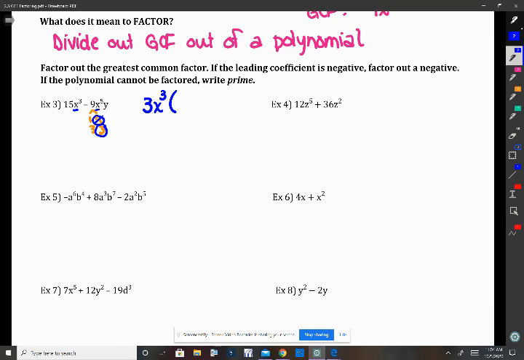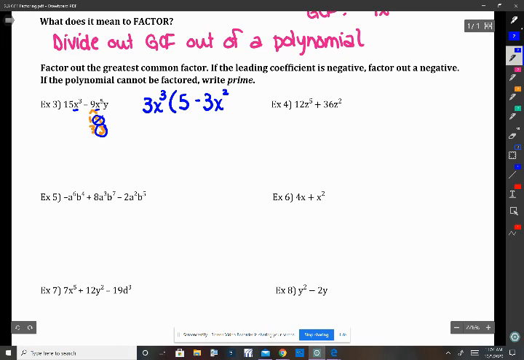15 divided by 3 is 5. You had 3 x's and took 3 x's away, so there's not any left. Then you have negative 9 divided by 3, which is negative 3. You had 5 x's and took 3 of them away, so you still have 2.